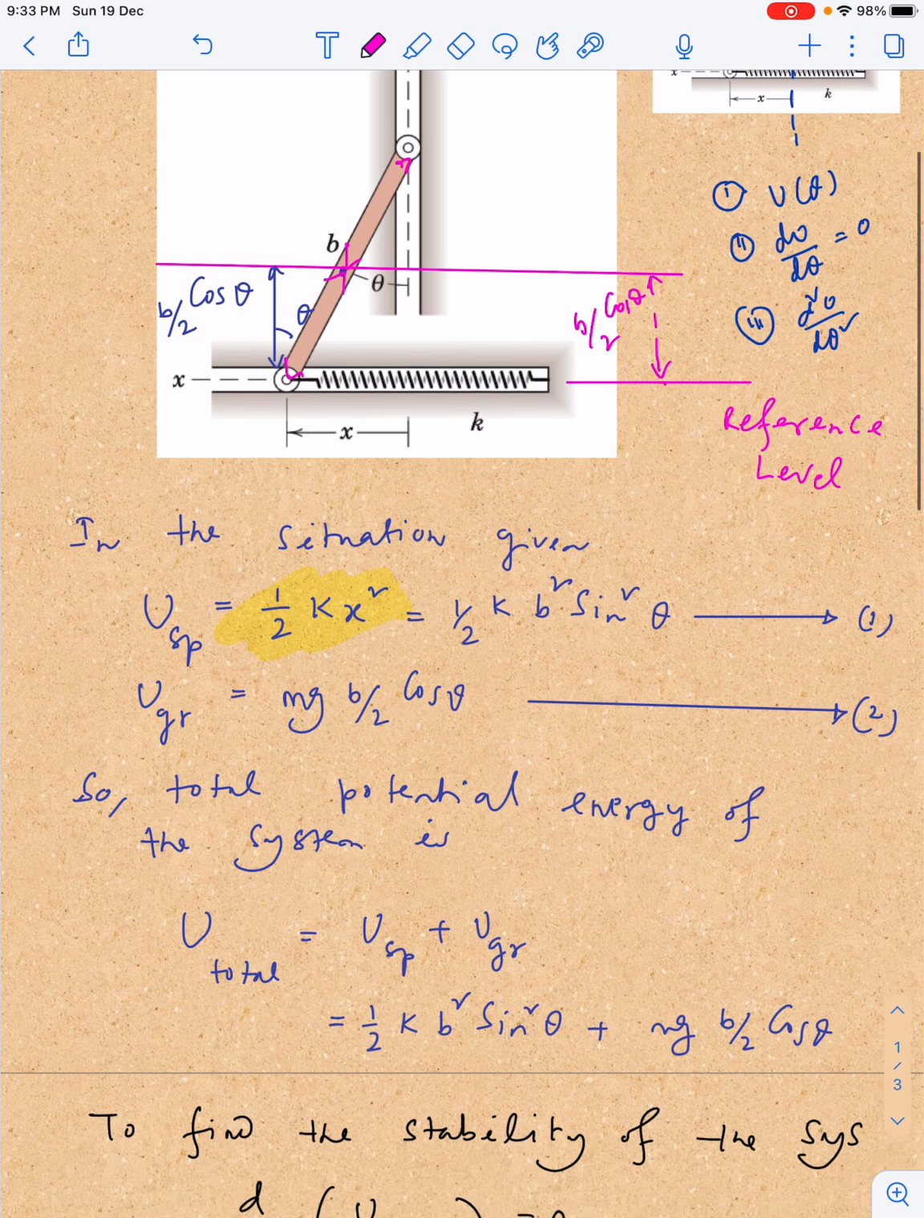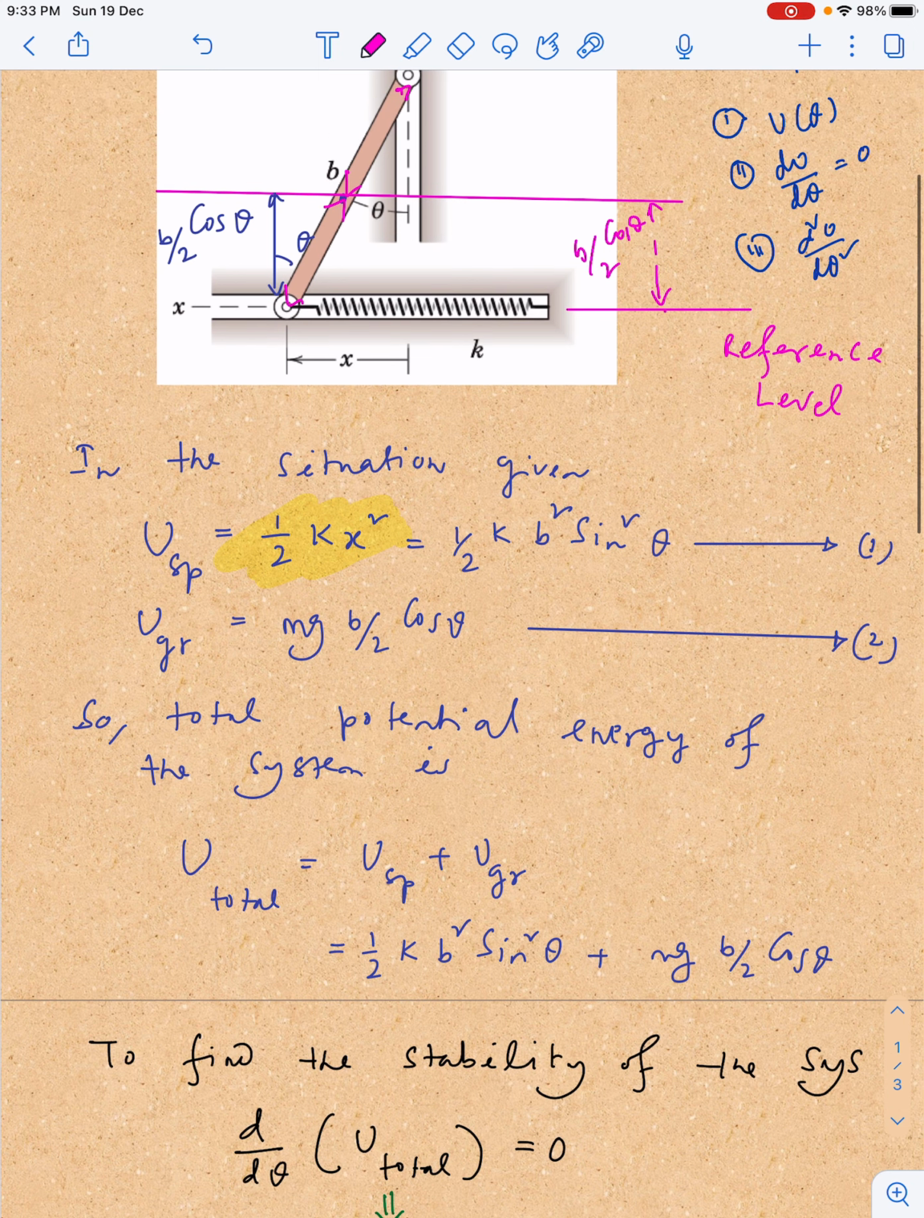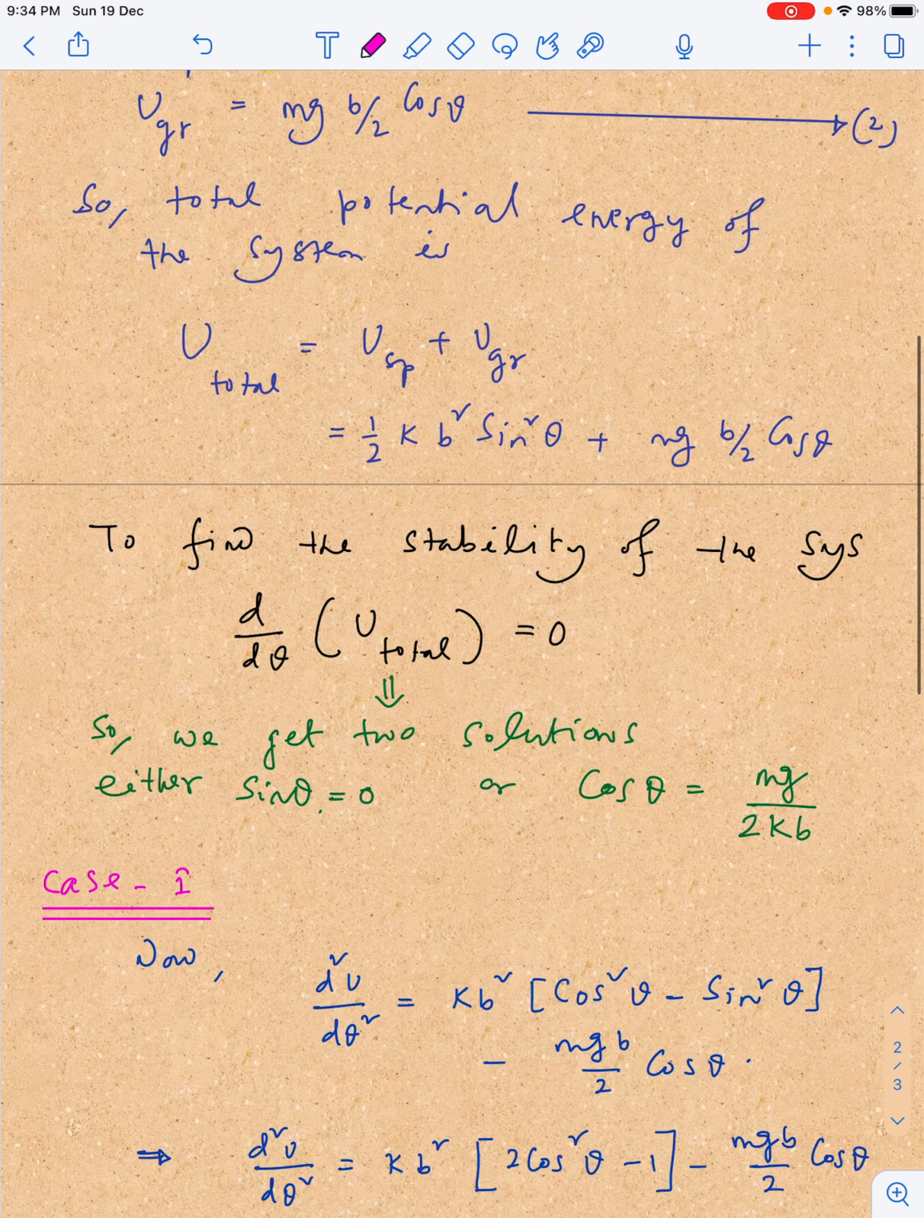So for the whole system the term comes to be half kb square sine square theta plus mgb by 2 cos theta. In the meantime, I have calculated the value of x in terms of b, which is very easy to calculate because if this is perpendicular and this is hypotenuse, then definitely x is coming to be b sine theta. So going ahead, now we will just differentiate the total potential energy. We will get two conditions. One is sine theta is equal to 0, another is cos theta is equal to mg by 2kb.